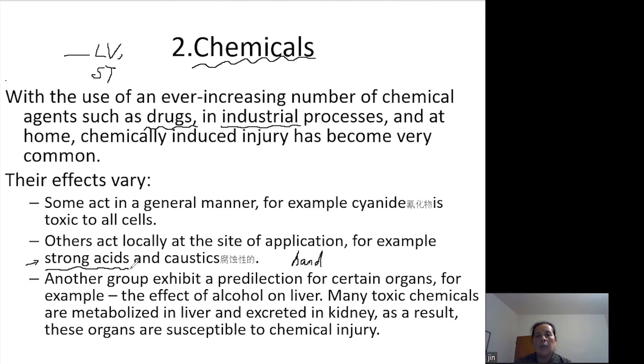And also something at home. Some chemicals still can injure. So basically, we have a lot of different kinds of chemicals that are toxic to the cells. They can cause cell injury, they can cause tissue damage, and they can finally cause some special organ to be injured or damaged.